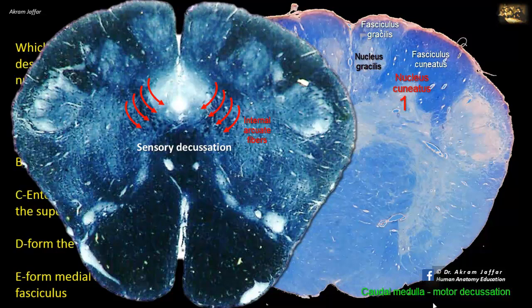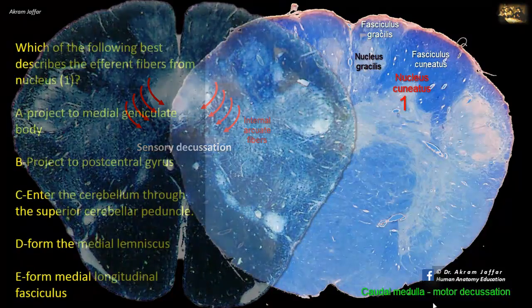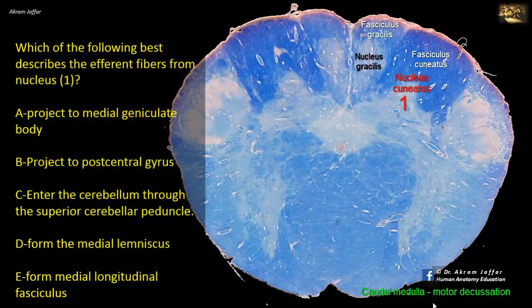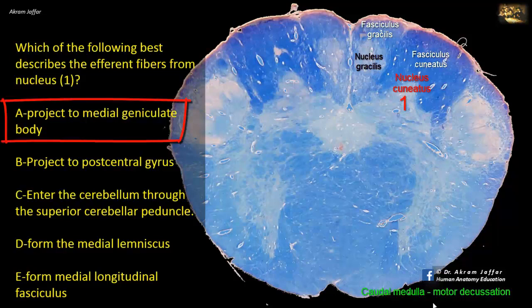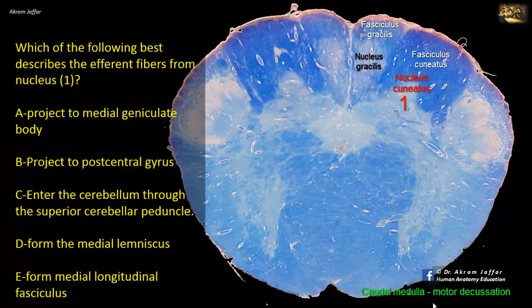Now let's examine the options here. Which of the following best describes the efferent fibers from nucleus 1? A. Project to the medial geniculate body. The projection to the medial geniculate body involves fibers that are auditory in function. In fact, the fibers projecting from the nucleus cuneatus terminate on the ventral posterior lateral nucleus of the thalamus.